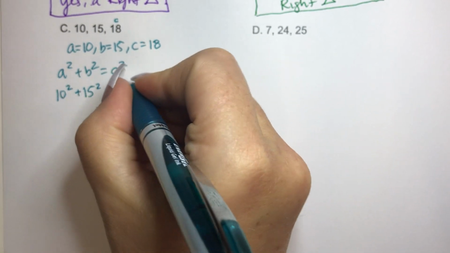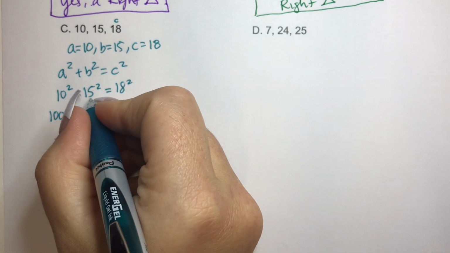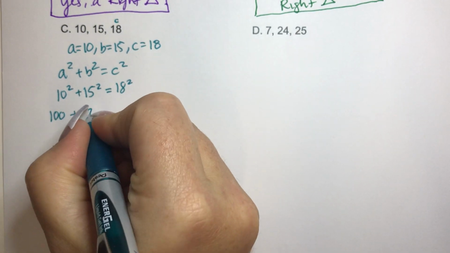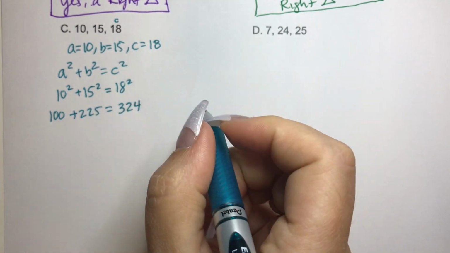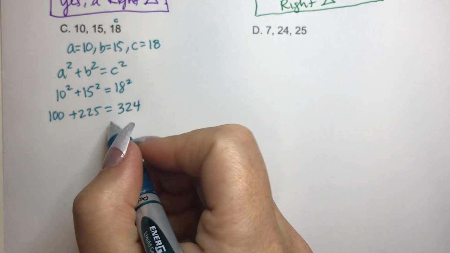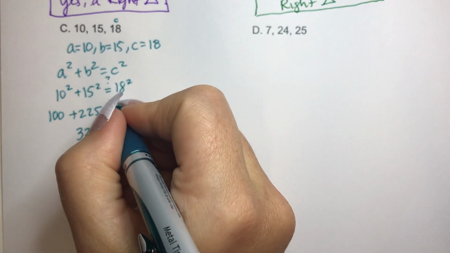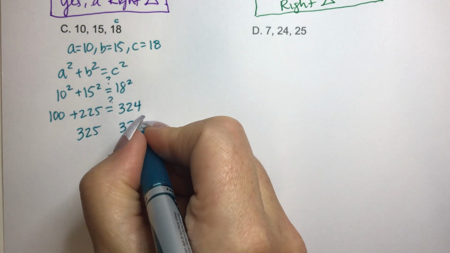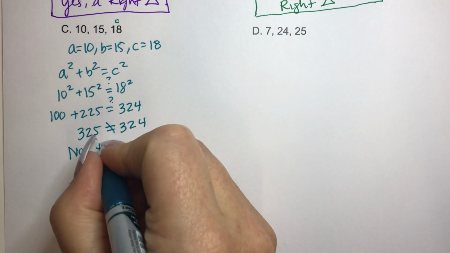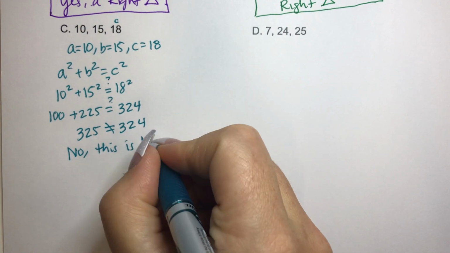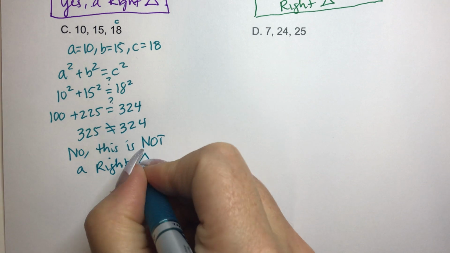And then it's nice because we have all these memorized. 10 squared is 100. 15 squared is 225, and 18 squared is 324. Just makes life so much easier. We can do these problems a lot faster. We add that, we get 325. We're wondering if these are equal. And they are not. That means that no, this is not a right triangle.